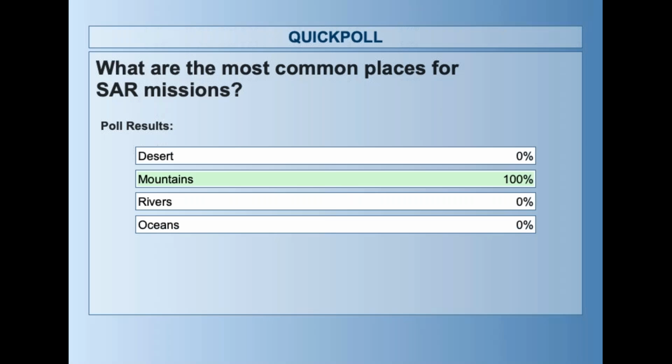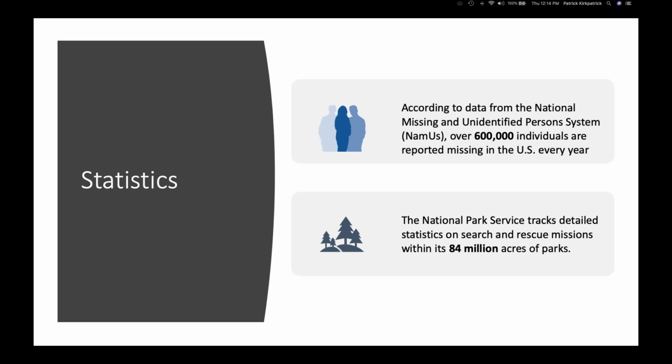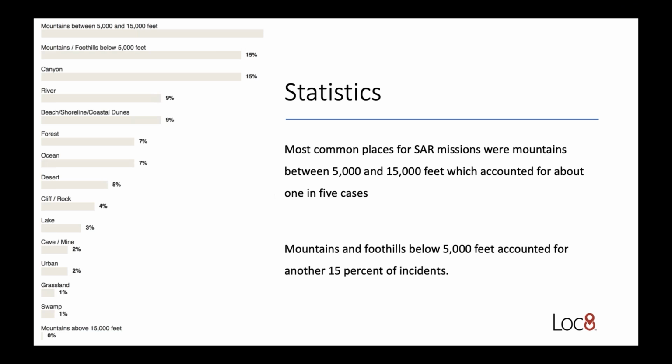Share the results. And in this case, everyone was right. The mountains are actually the most common place for search and rescue missions. And between 500 and 1,500 feet, which again, I think is an outstanding place for drones and even manned aircraft to use for search and recovery missions, simply because it's more challenging to get to those areas.